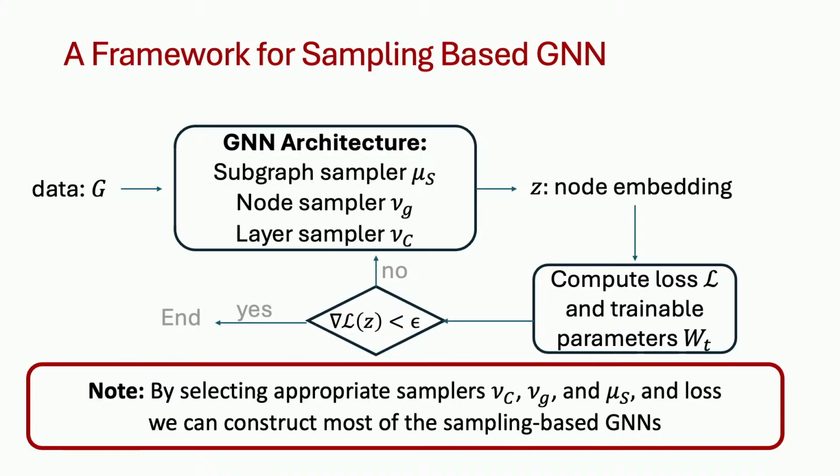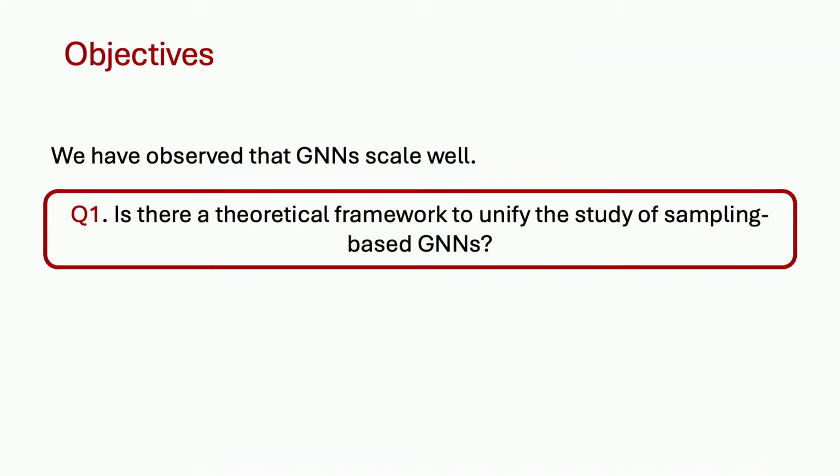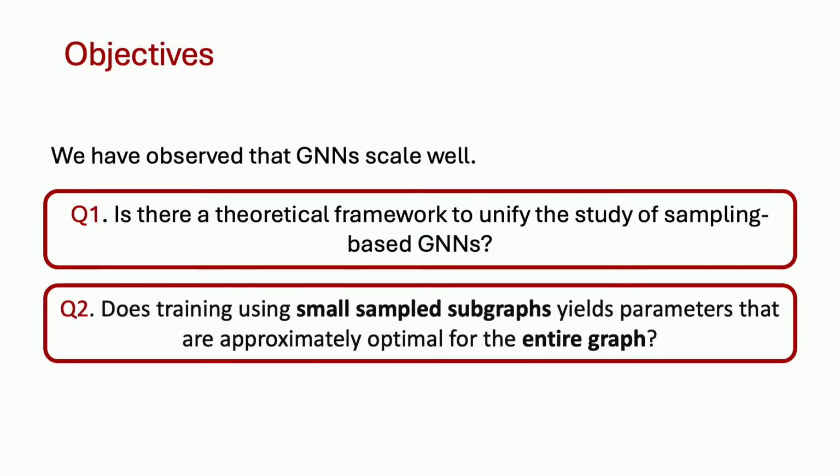So far, I've just been telling you about what has been happening for training GNNs and scaling them. But what was the main objective of our work? We've observed that GNNs scale well, but is there a theoretical framework to unify the study of how sampling-based GNNs work? And the second question, the main one, is: when I train my sampling-based GNN on a small subgraph, does the parameter that I learn give a similar loss to what I get on the whole graph or not?